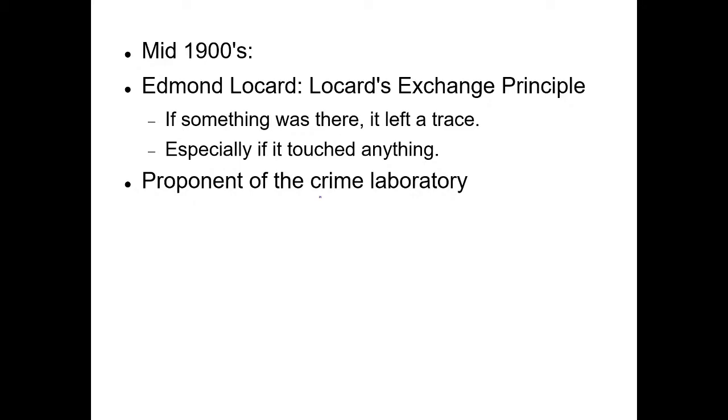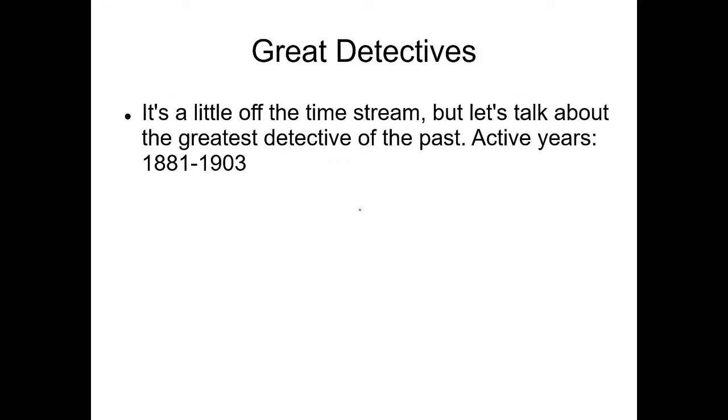And his idea was, if it was there, it left a trace. The perpetrator was there, the perpetrator must have left a trace, and you can find the perpetrator based on that. This is actually an idea that we use when it comes to DNA. If a person was there, he probably left his DNA there somewhere. Maybe a hair, or maybe something. That was his principle.